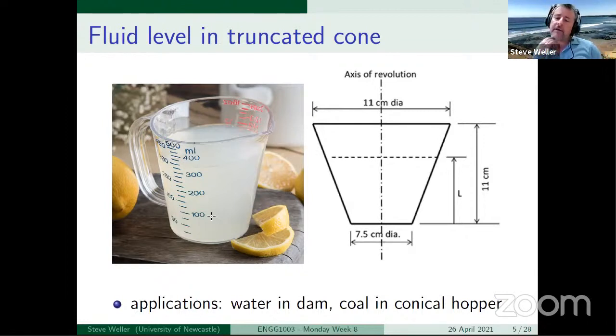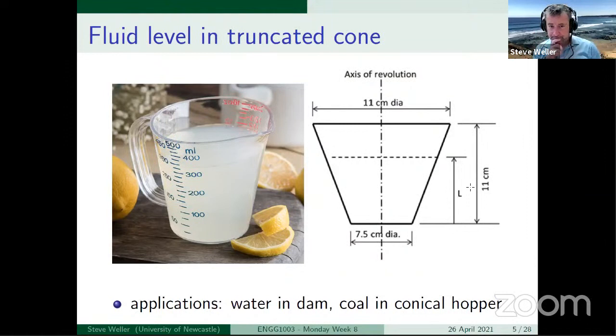On the right hand side of slide 5, you can see a cross section representation of that truncated cone. So it's a vessel that has a diameter of 7.5 centimeters across the circular cross section at the bottom of the vessel, 11 centimeters at the top, and a fluid level that's somewhere between 0 and the height of the vessel, which is also 11 centimeters.